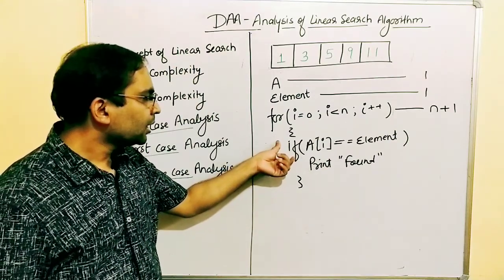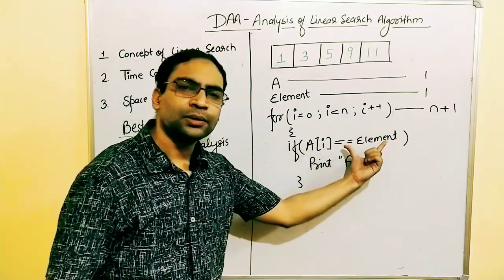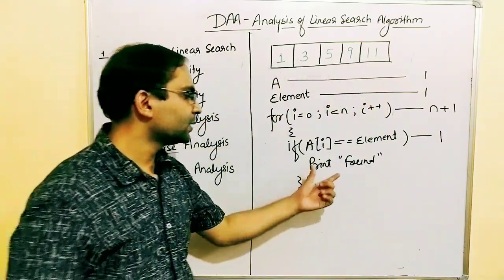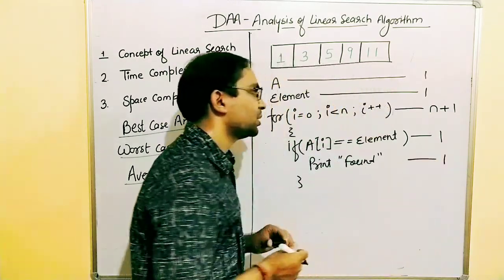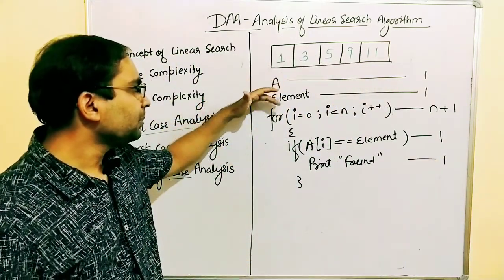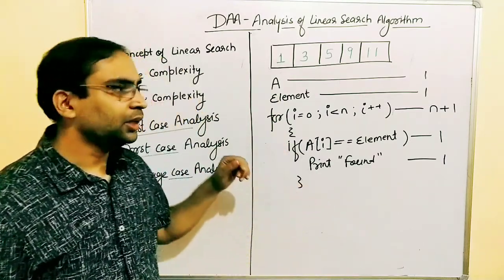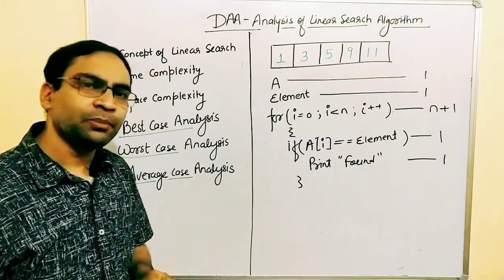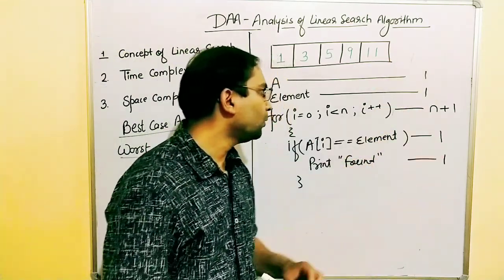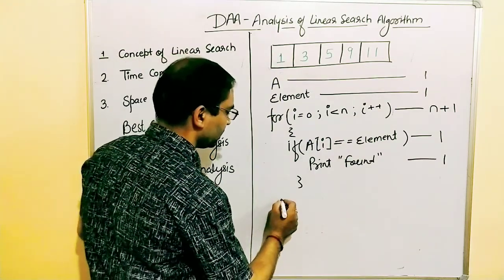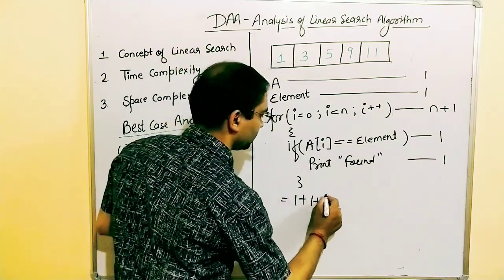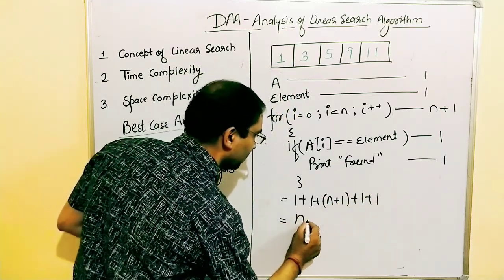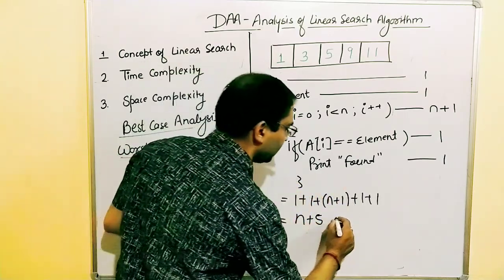Then inside the loop, this is a simple statement, so this will take another constant time, and this statement another constant time. So this is how each statement takes time in execution. This is the time function for each statement given here. The final time will always be the sum of all of these, so 1 plus 1 plus n plus 1 plus 1 plus 1, which is equal to n plus 5.